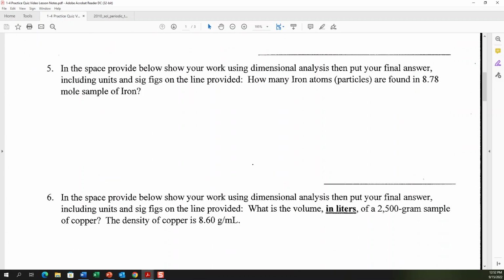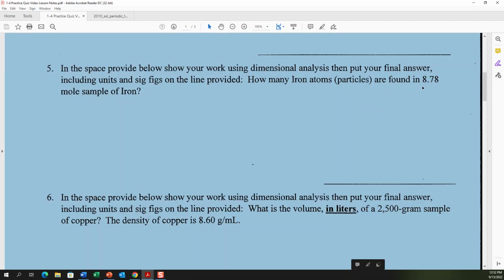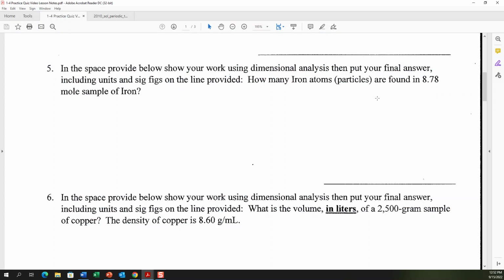It says in the space provided below, show your work using dimensional analysis, then put your final answer, including units and sig figs. So make sure you have the right number of sig figs in your answer and make sure you're including units. And the question is, how many iron atoms, so iron particles, are in an 8.78 mole sample of iron?